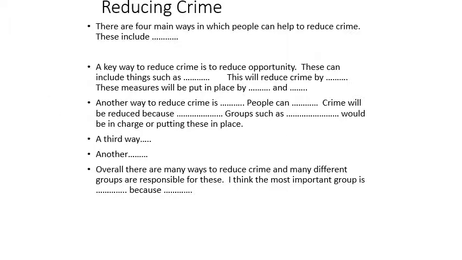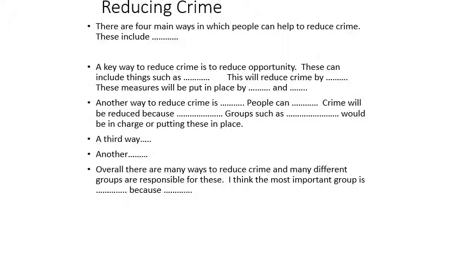The next activity is to do a quick write-up to explain the different ways that people can reduce crime. So it's putting all the information we've done into a number of paragraphs. So we always start off with an introduction, and this is to just tell people what the article or what the information is all about. So there are 4 main ways in which people can help to reduce crime. These include, and so you would now put the 4 different categories.